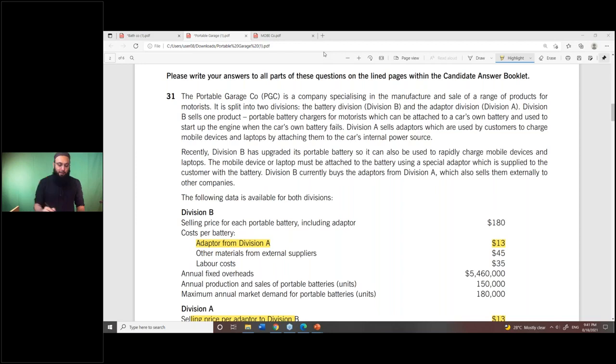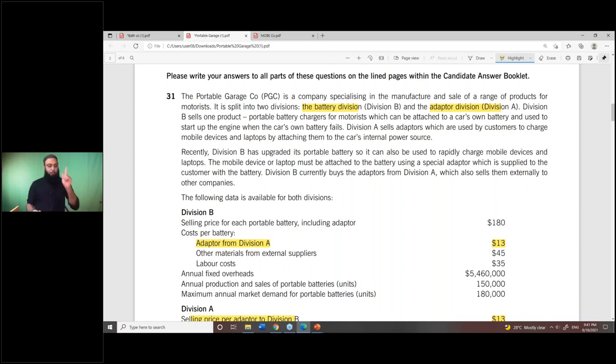Let's read. Portable garage is a company specializing in manufacture and sale of a range of products for the motorist. It is split into two divisions. Now, what I need to find out? I have found out the transfer price. I need units of the current policy. It is split into two divisions, the battery division and the adapter division. Just highlight these to find who is the seller, who is the buyer.